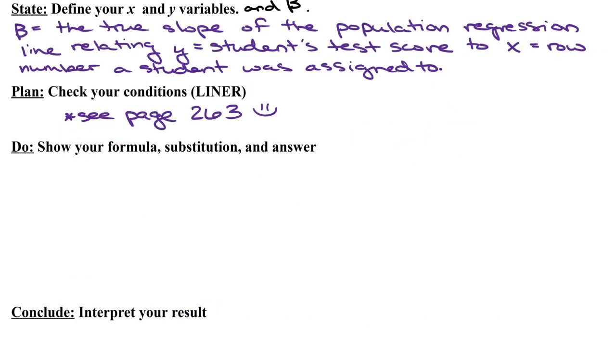For our plan step, we need to check our conditions, all 5 of them, but we already did this on page 263. This is just a continuation of our previous example.